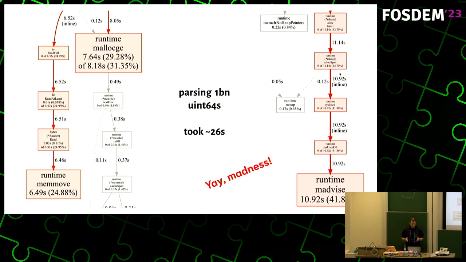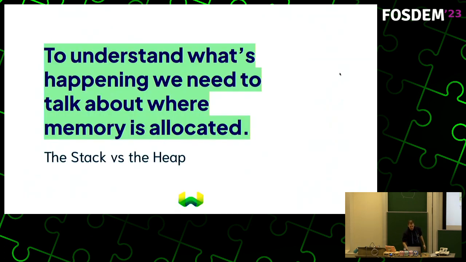But worse than that, if you look at that profile, we have stuff like runtime.malloc, gc, runtime.memmove, runtime.madvise. So all these things are related to memory allocations or to garbage collection. What they're not related to is parsing data, which is what we wanted to do, right? So how much time of that 26 seconds did we spend on what we wanted to do? Don't know. It doesn't even show up in the profile. And to understand why that is the case, we need to quickly talk about the stack and the heap.